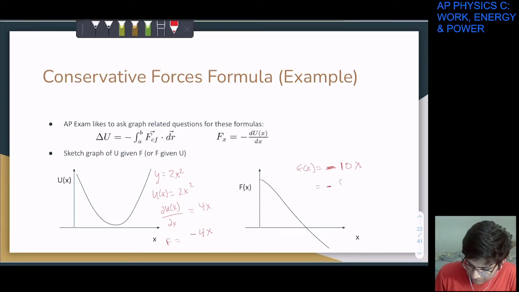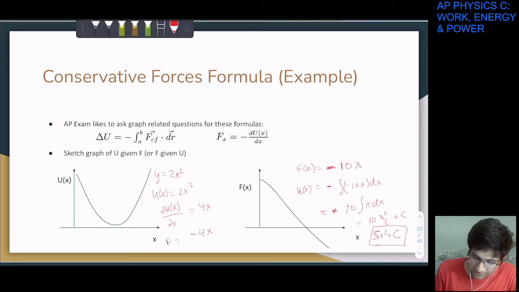So we get minus the integral, and this is u, will be minus the integral of minus 10x dx. So the minuses would cancel out, so we get a plus. Then the 10 we can pull out times the integral of x dx. So we get 10x squared over 2 plus some constant, which is 5x squared plus a constant. So we would know that it's some kind of parabola sloping upward. And we get a graph over here like that.